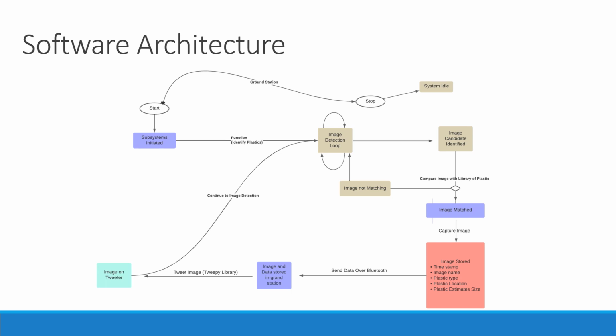Then we added an extra step, which was to tweet the image using the Tweetbee library, which was something we implemented ourselves to differentiate our group from the others. Then, with the image on Twitter, we will continue to go back to the image detection loop to detect more plastics until stop is pressed and the system goes idle.